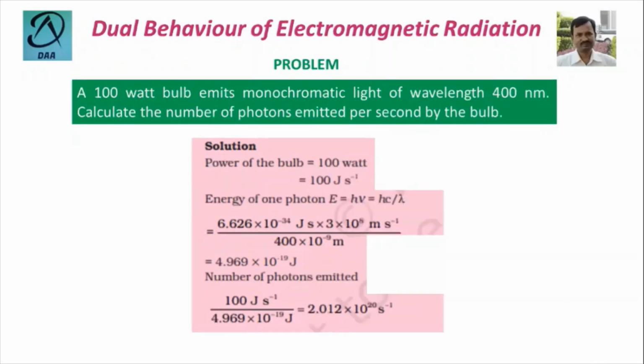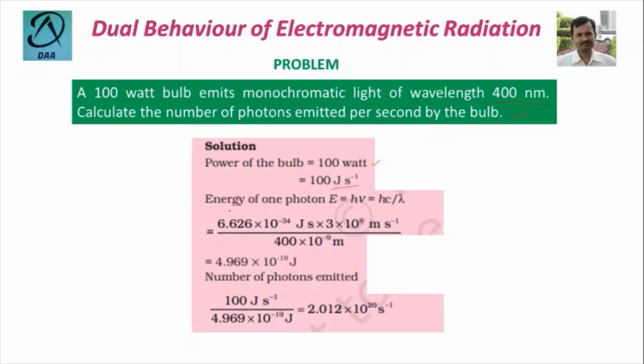Next problem. Now the second problem. A 100-watt bulb emits monochromatic light of wavelength 400 nanometer. Calculate the number of photons emitted per second by the bulb. So first we'll see what the power of the bulb is. This is 100 watt. Now the unit will change. Watt means joule per second. So the power of the bulb is 100 joule per second.